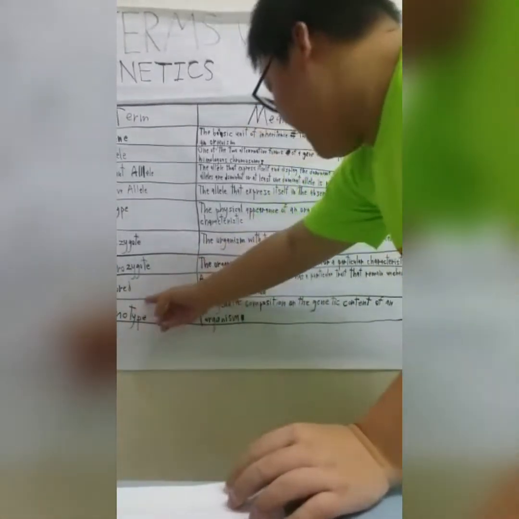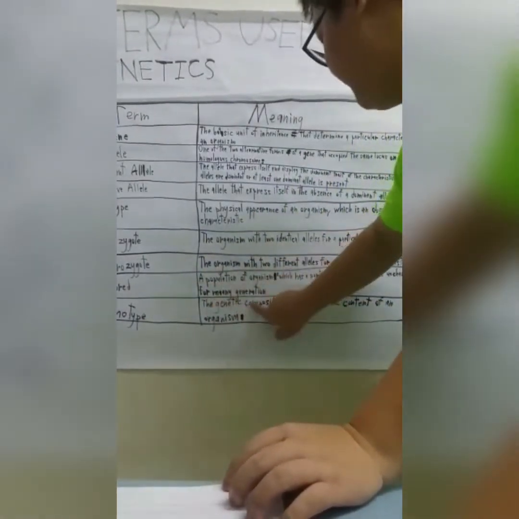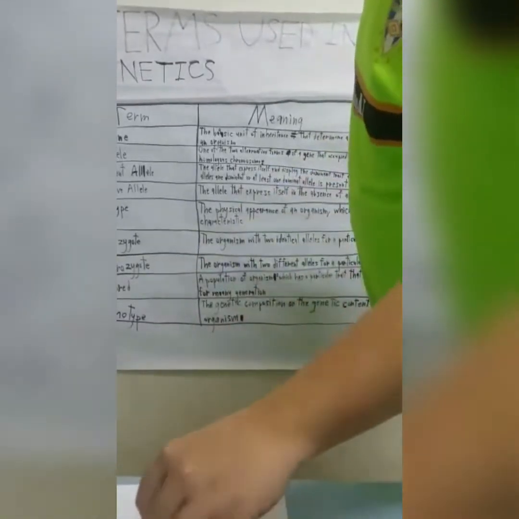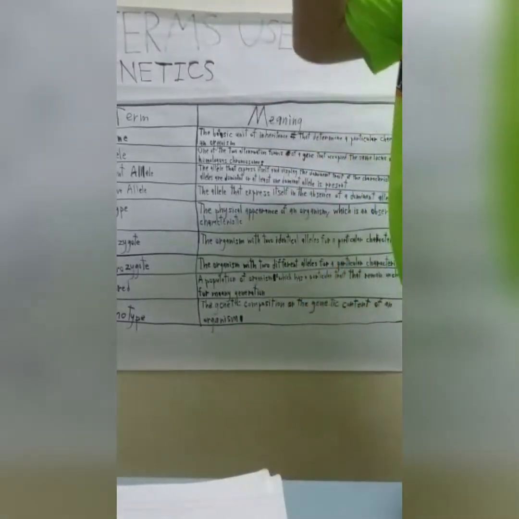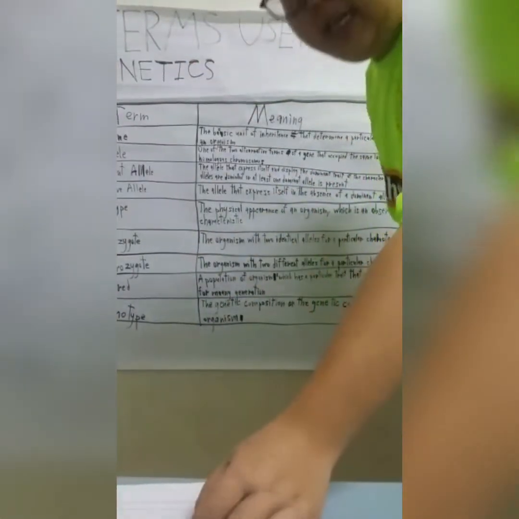Lastly, purebred, which is a population of organisms which has a particular trait that remains unchanged for many generations. So when you get married and have kids, some of your kids might retain some of your genetics or some of your wife's genetics. Thank you.